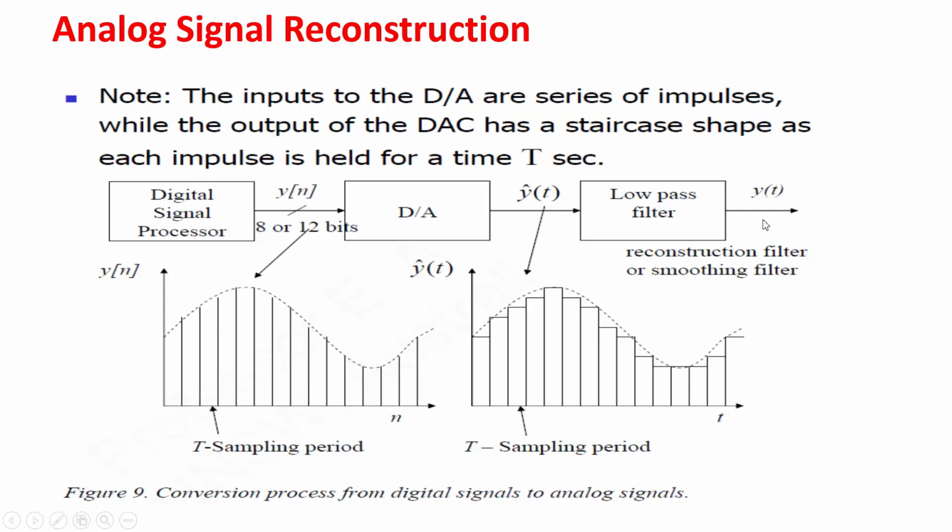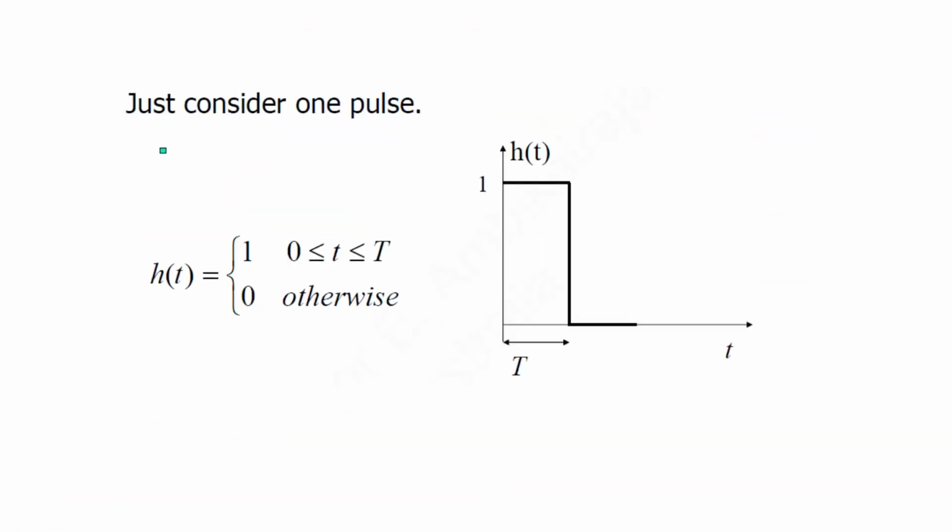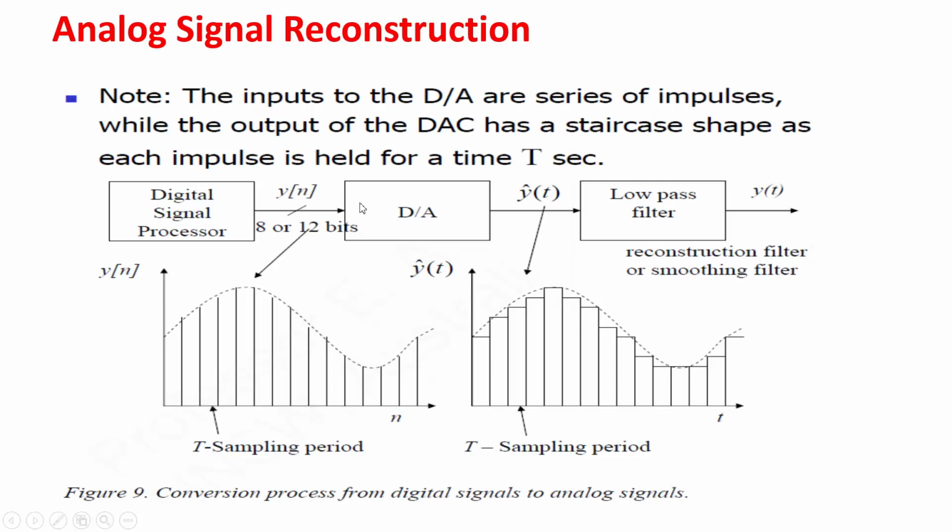Once this y hat(t) is applied to the low pass filter, it is known as the reconstruction filter, and the output will be y(t). If we use an optimum filter here, we will be able to perform perfect reconstruction, and we will see what type of filter we will use here. Now, to do the analysis further, let us consider only one pulse, and then we will carry forward the effect of one pulse to the other pulses also.